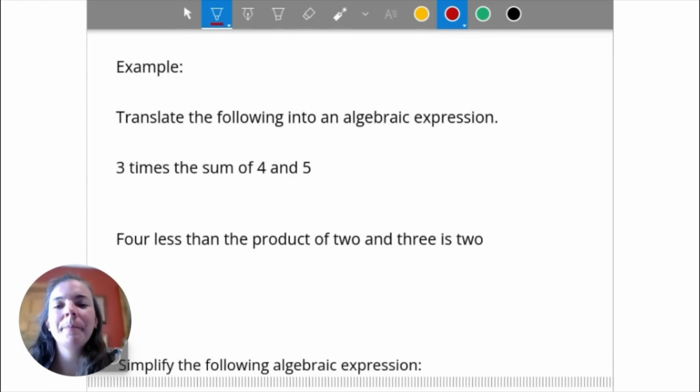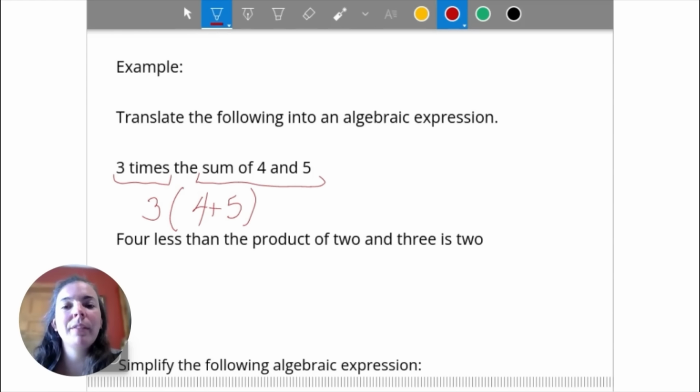3 times the sum of 4 and 5. So 3 times means I'm going to multiply 3 times something, and we're multiplying it by the sum of 4 and 5. So the sum of 4 and 5 just means 4 plus 5. Now, when we're doing 3 times that, we need to make sure we have our parentheses around it. So we do the sum of 4 and 5 first. So 3 times, right, the multiplication symbol is implied here, 3 times the sum of 4 and 5.